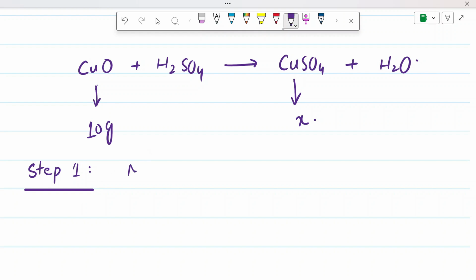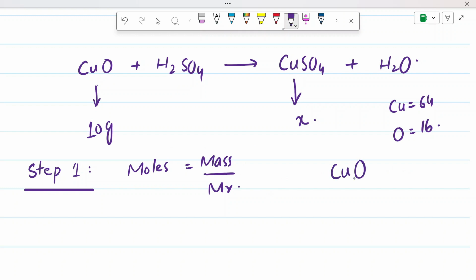Let's find the moles. Which relation are we using here? The mass is given to you, so moles equals mass over molecular mass. So quickly show the audience how you can work out the molecular mass. Copper is 64 and oxygen is 16. We have to find the molecular mass of copper oxide, CuO. Let's plug in the atomic masses. Copper is 64 plus oxygen is 16, so it's going to be 80.